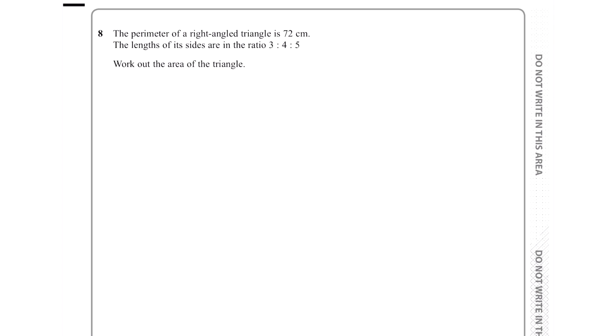The perimeter of a right angled triangle is 72 centimeters. The lengths of the sides are in the ratio 3, 4, 5. Work out the area of the triangle. Again, this can be a slightly tricky question, but always start with drawing things out if you can.